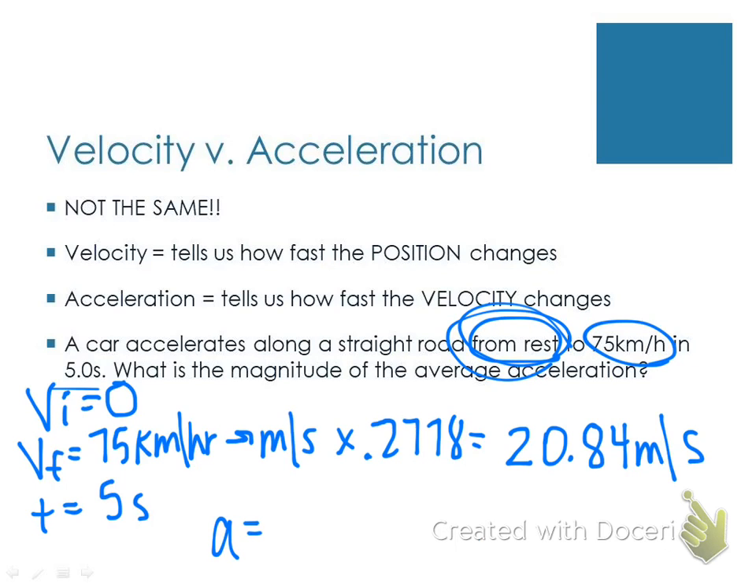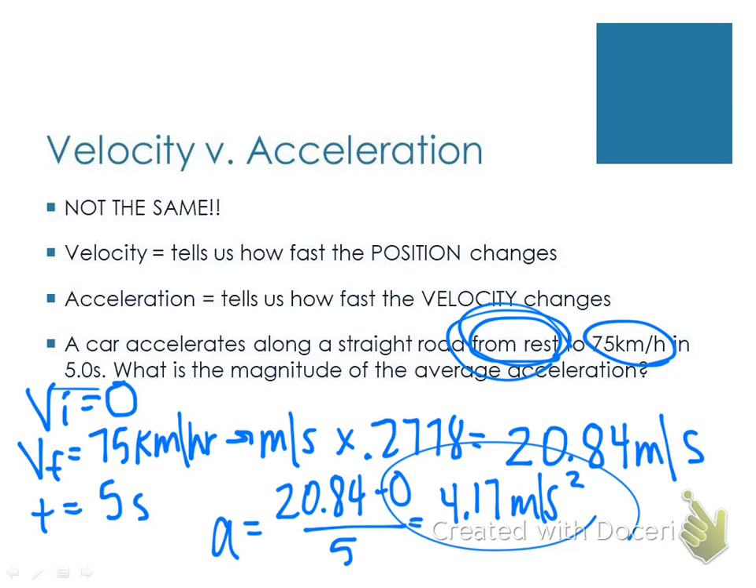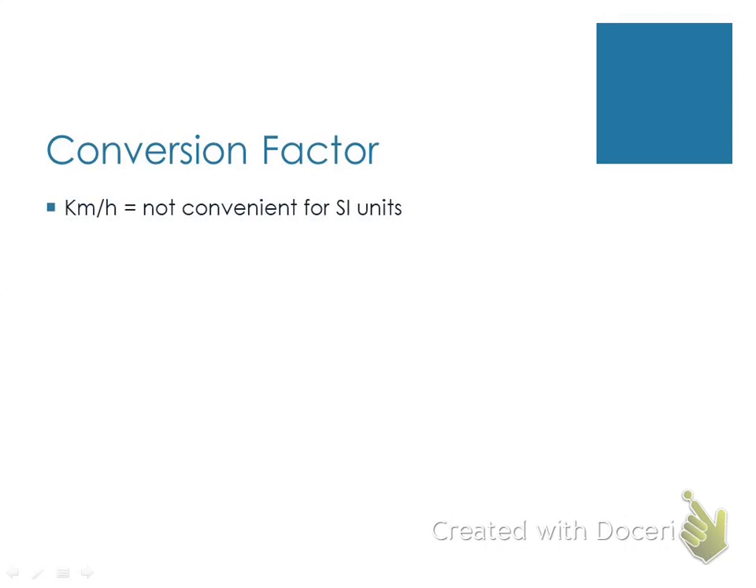So acceleration is equal to final minus initial over time. 4.17 meters per second squared. Very good. Any questions? Solving for acceleration. Oh, we already talked about the conversion factor.